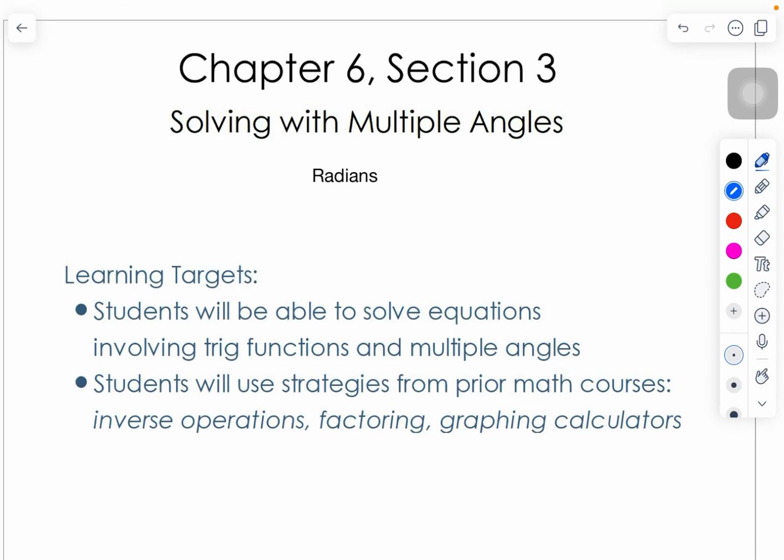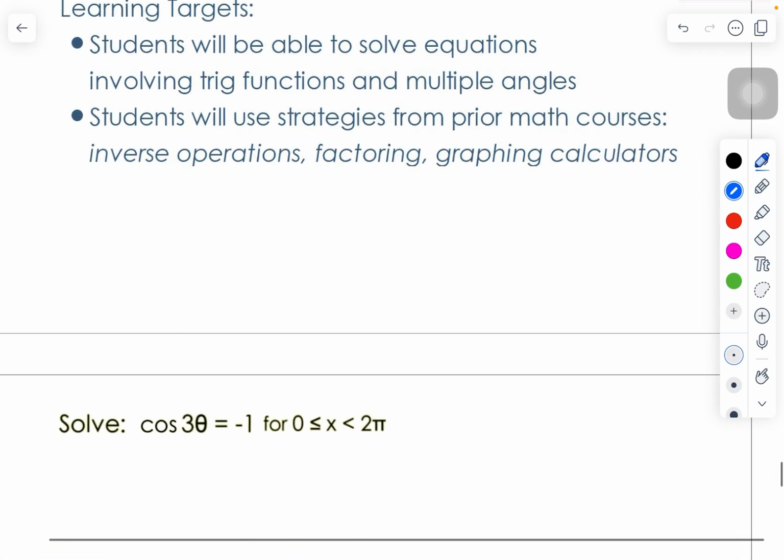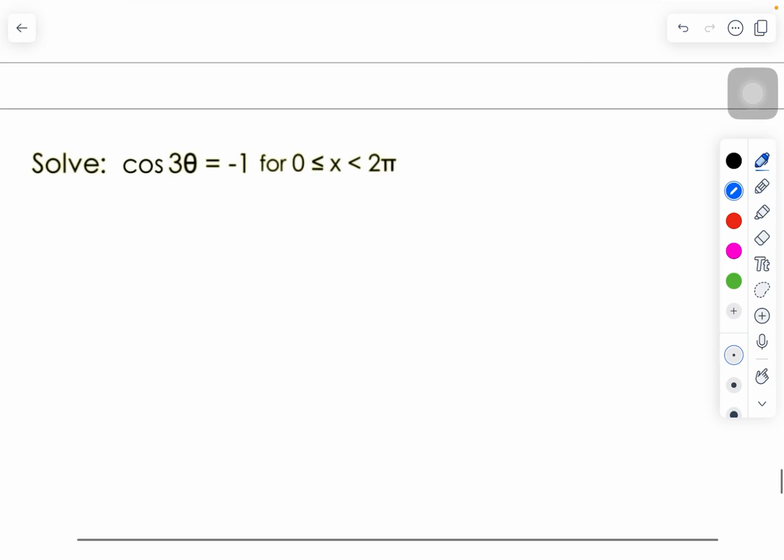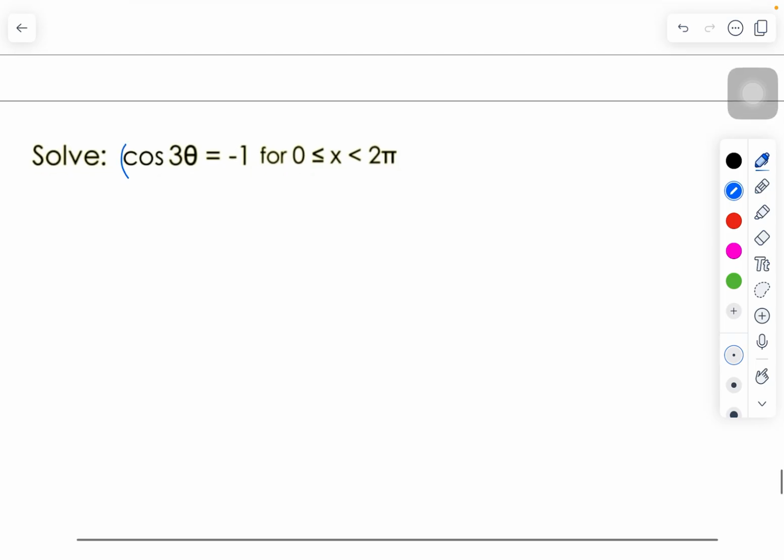Okay, section 3, chapter 6, we'll call this part 2. It really piggybacks off the last video talking about multiple angles in degrees. We're just going to convert this into radians. Same thing. The last one started off with an inverse tangent. This one's going to start off with an inverse cosine.